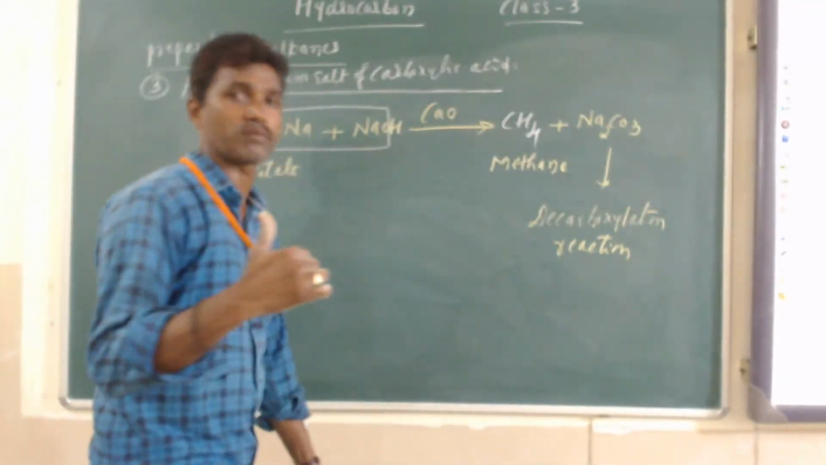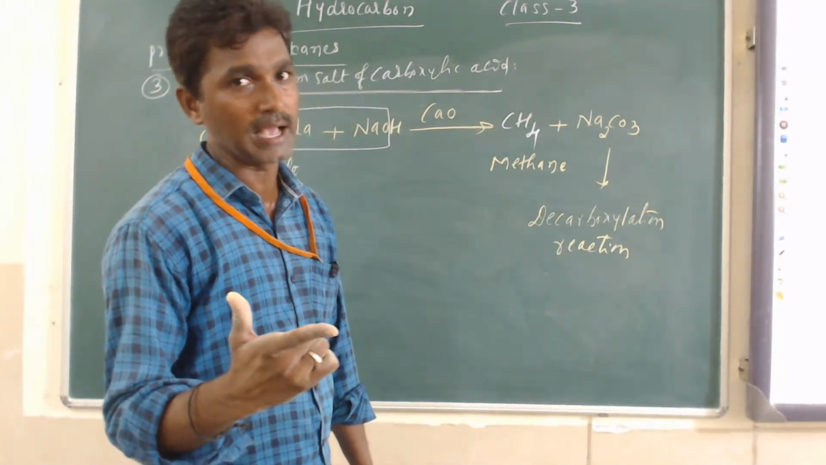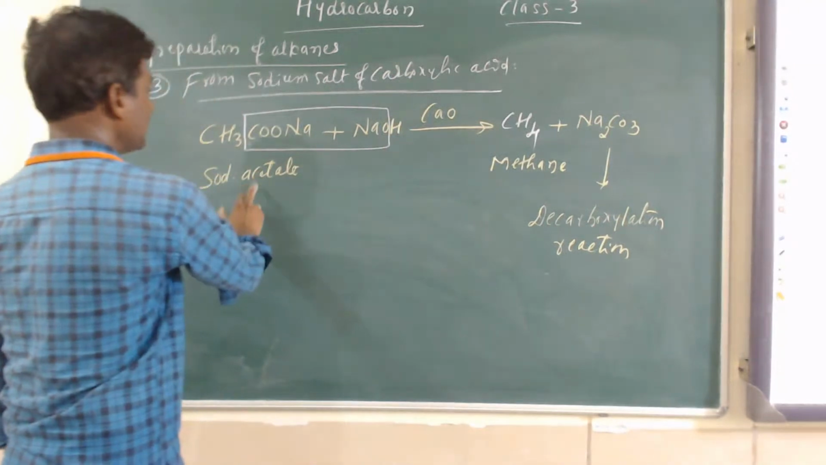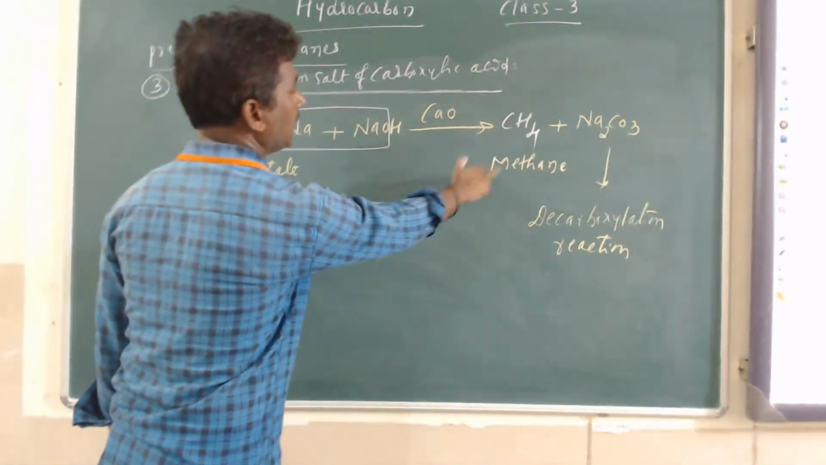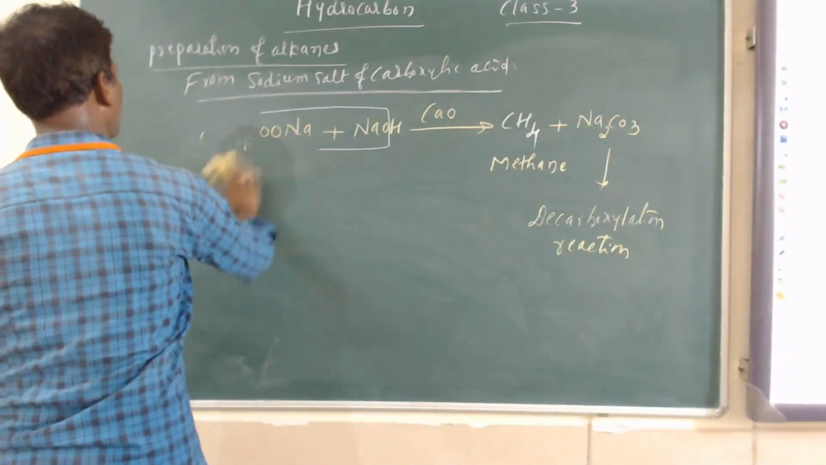The first method is from unsaturated hydrocarbon. The second method is from alkyl halide. The third method is from sodium salt of carboxylic acid. For example, sodium acetate reacts with soda lime and gives methane.